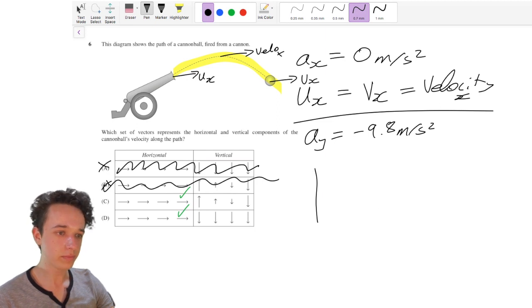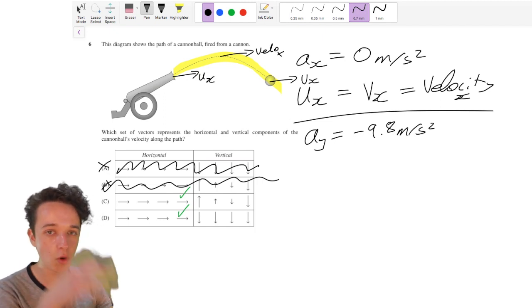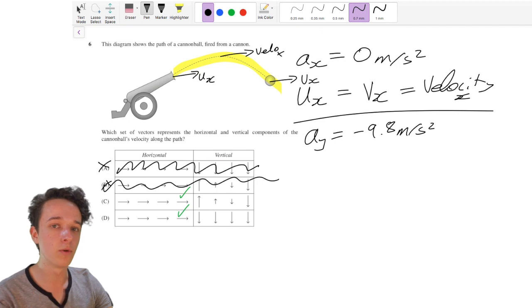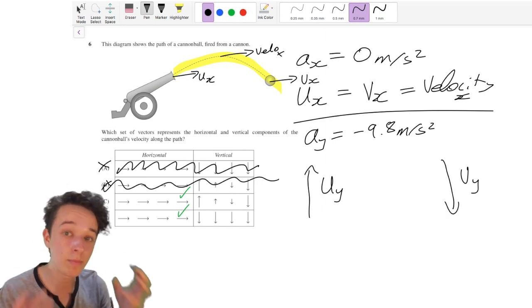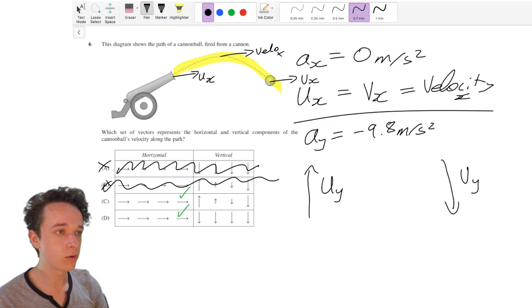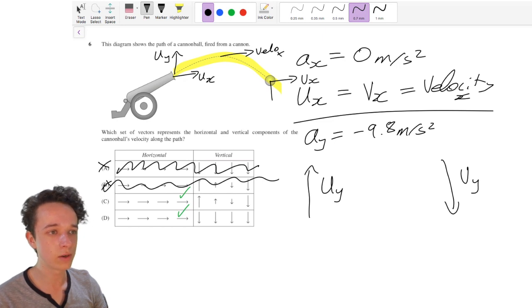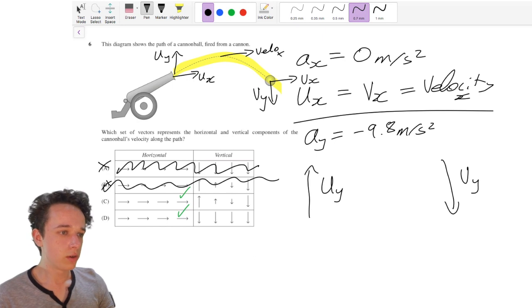And so if the projectile's velocity, or at least the projectile's velocity in the y component, is becoming more negative over time, you'd expect the vectors to go from something like this, uy, to something like this, vy. And that makes intuitive sense if you look at the graph, because you'd have some velocity going up here, and you'd have some velocity going down here. So let's look at these.